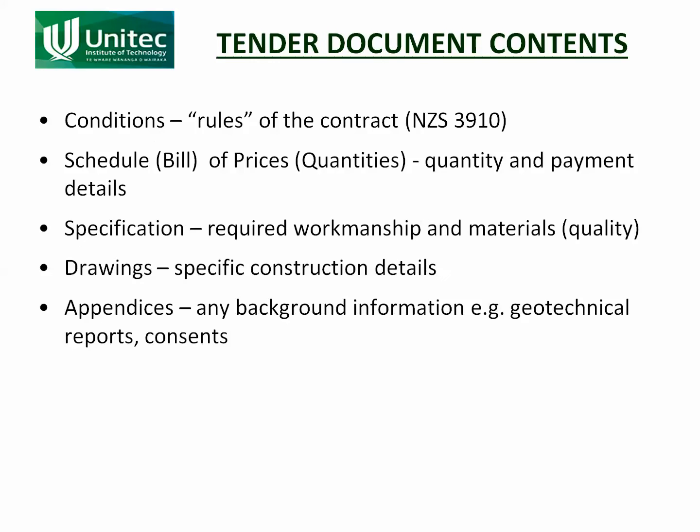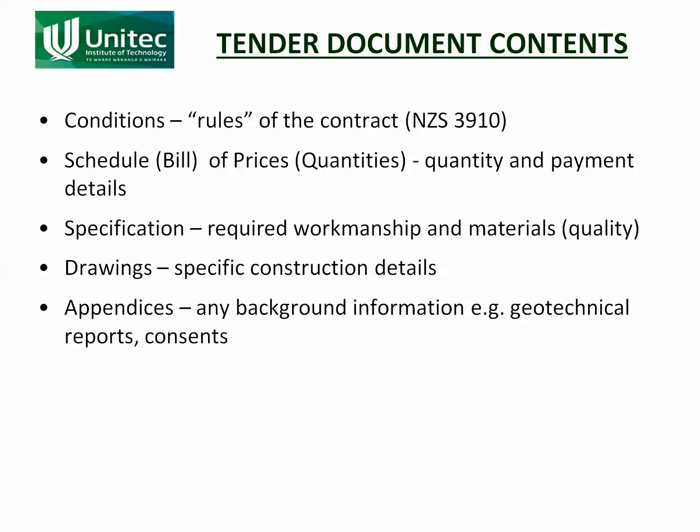The tender document itself is composed of several parts. It needs to do quite a lot of stuff. The first thing it needs to do is tell the tenderers what the rules of the contract are going to be, and that's what NZS 3910 is. It's a set of standard statements for the rules of a contract. Like for rugby, soccer, tennis, you have a rule book that tells you what the rules of the game are, and that is what the conditions of contract are for this. It says what the rights and obligations of each one of the parties are.